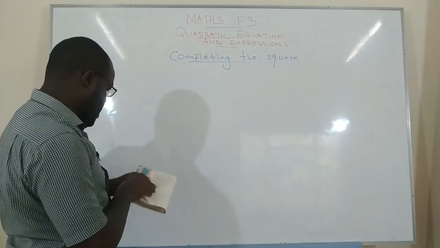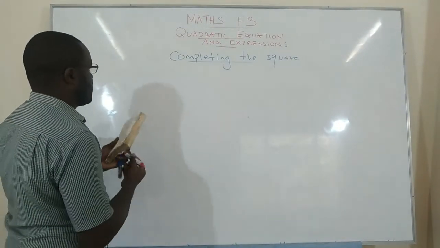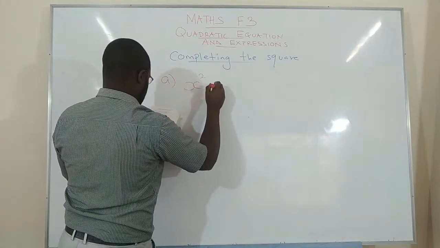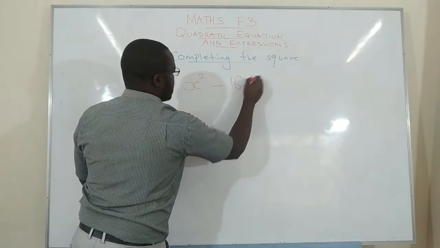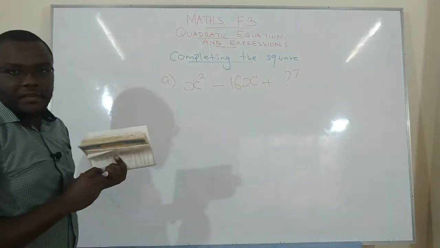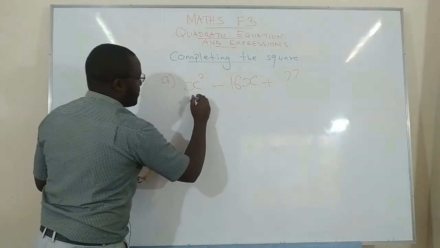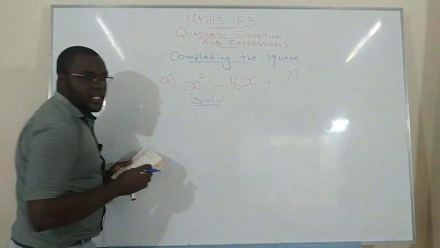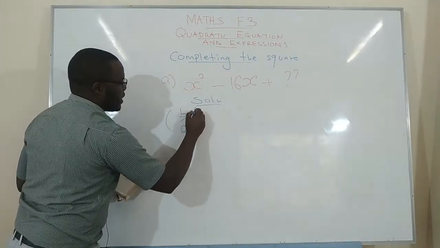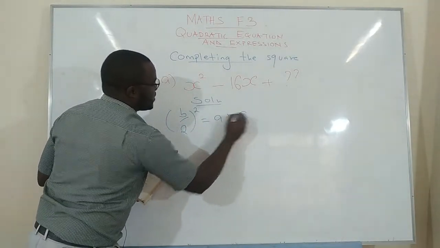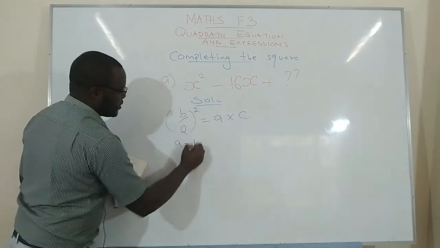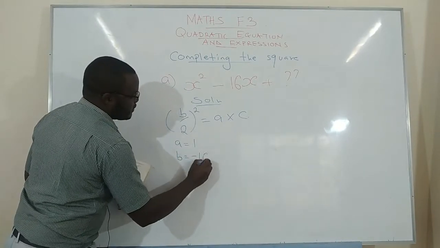Consider the following: x squared minus 16x plus dash will make it a perfect square. Now we go back to our formula in the solution. We say that for a perfect square, b all over 2 squared is equal to a times c. Therefore, we can see that our a is equal to 1, our b is negative 16.